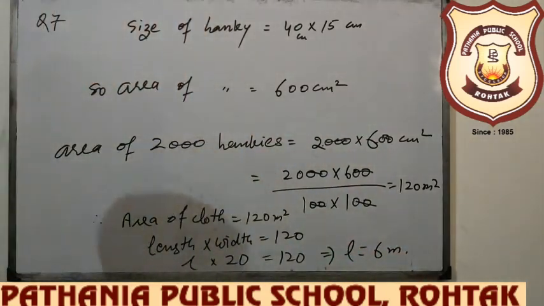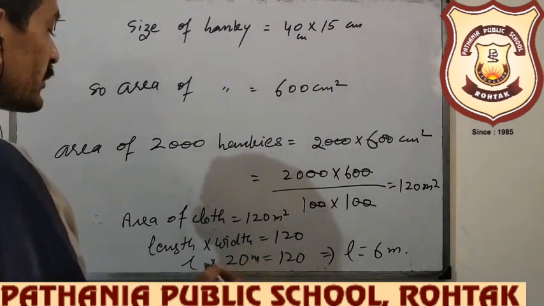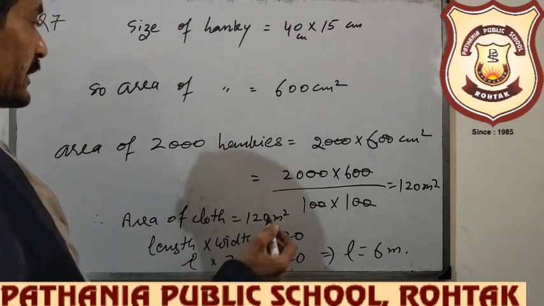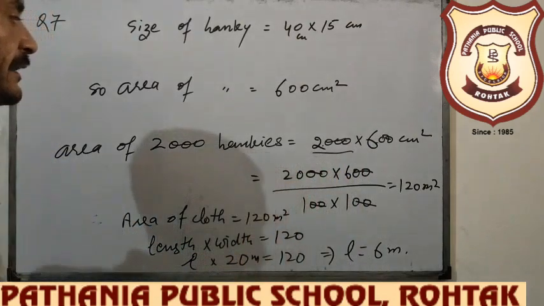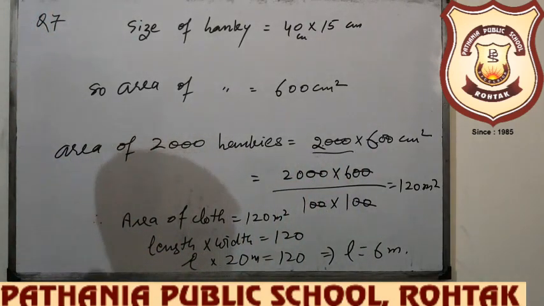तो क्वेश्चन था ये कि if the size of one handkerchief is given, then what is the length of cloth required, whose width is 20 meter. So find the length of that cloth. If you want to make 2000 handkerchiefs, in this way you can find the total area of 2000 handkerchiefs and then divide it by width.